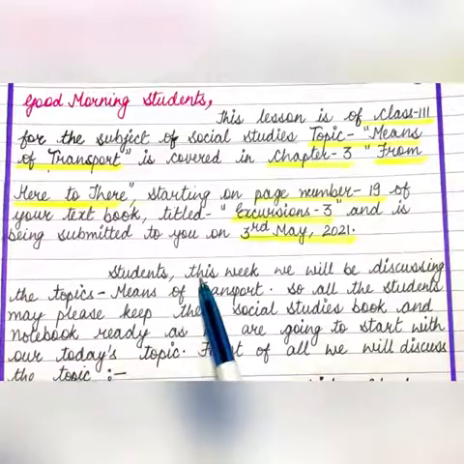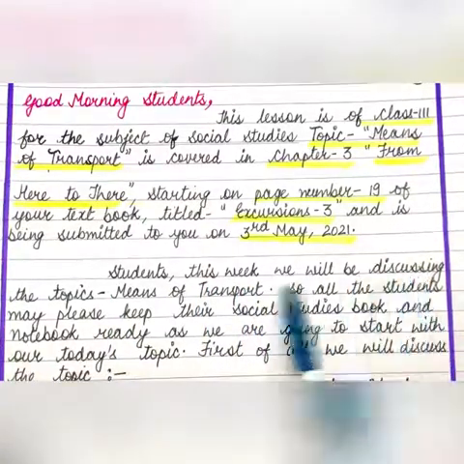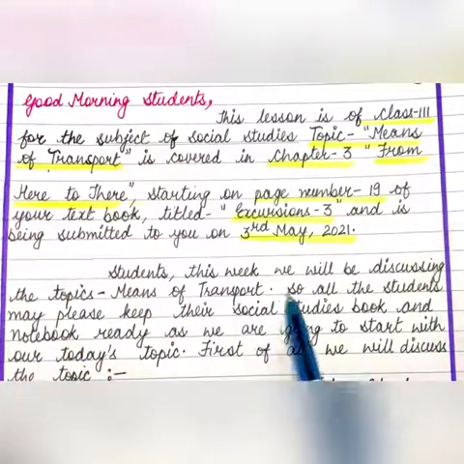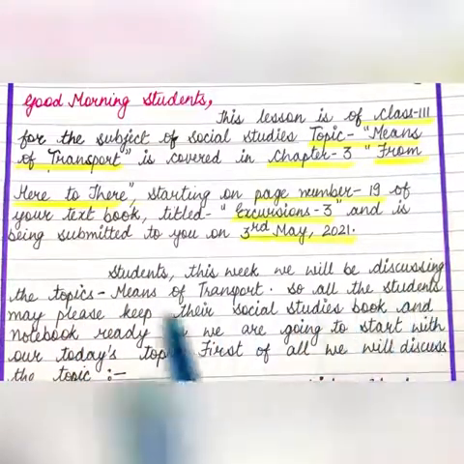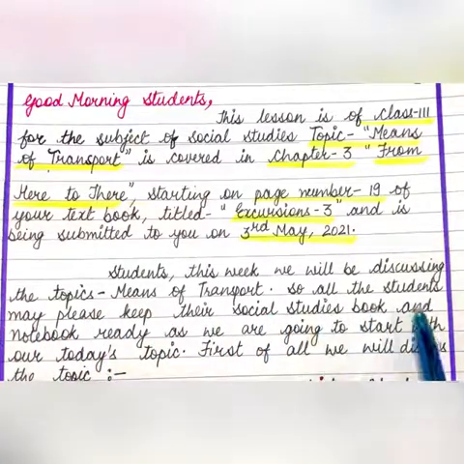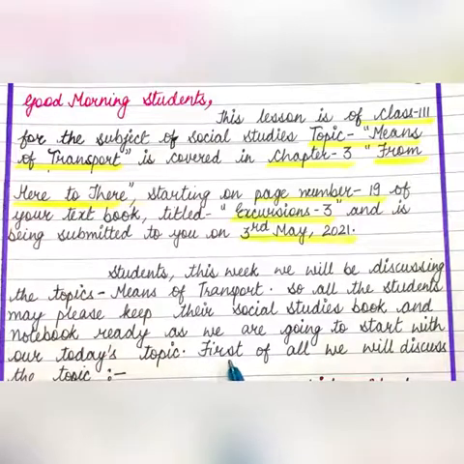Dear students, this week we will be discussing the topic means of transport. So, all the students may please keep their social studies book and notebook ready as we are going to start with today's topic. First of all, we will discuss the topic means of transport.